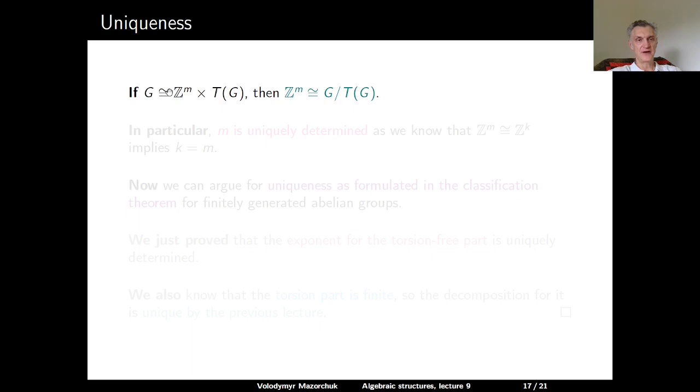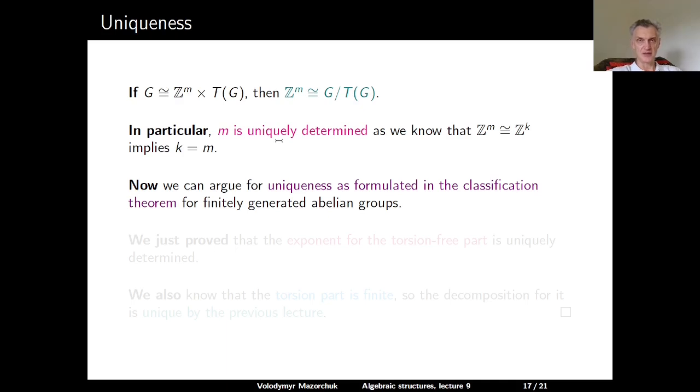If we can write a finitely generated abelian group G as Z to the power m times the torsion subgroup of G, then we can factor out this torsion subgroup and conclude that Z to the power m is isomorphic to G modulo the torsion subgroup. But this means that m is uniquely determined because we know that Z to the power m is isomorphic to Z to the power k if and only if k is equal to m. So this gives us that the torsion-free part in our decomposition is uniquely determined.